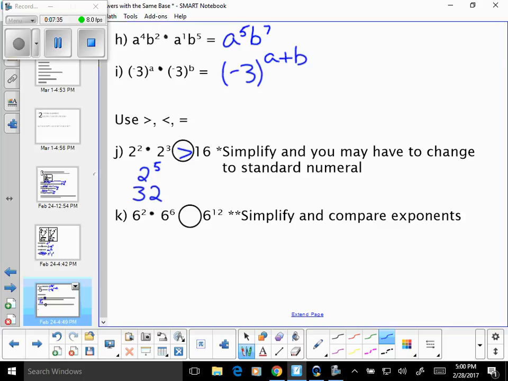If we look at example K, on the left side, we should simplify that. 6 to the 2nd power times 6 to the 6th power. What does that equal? Yes, 6 to the 8th power. Now, remember from the lesson we had in 7.1b that we compare the exponents. Well, 8 is less than 12 as an exponent.